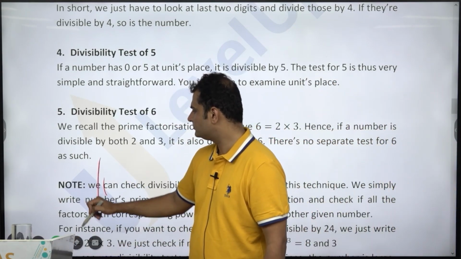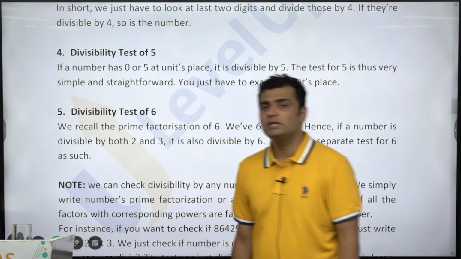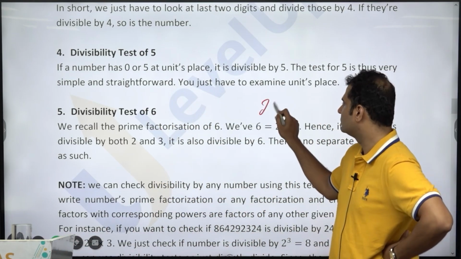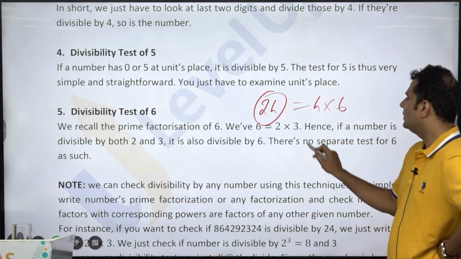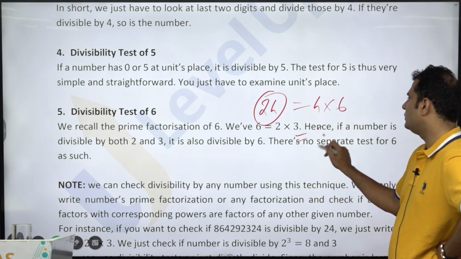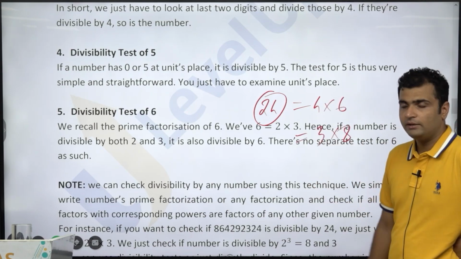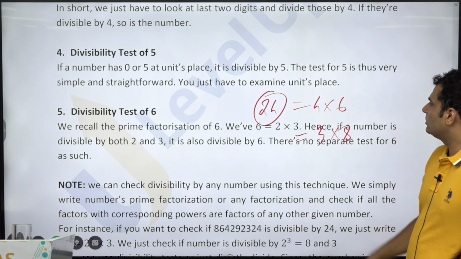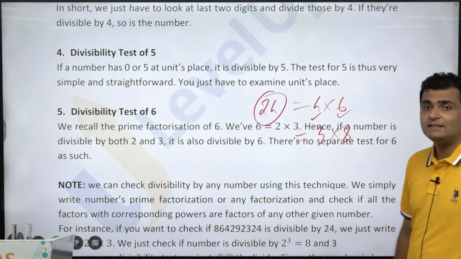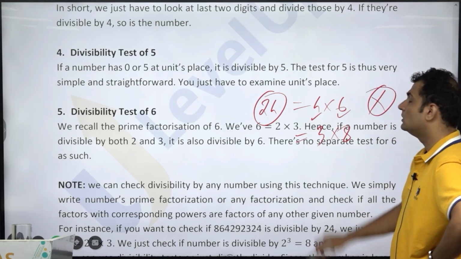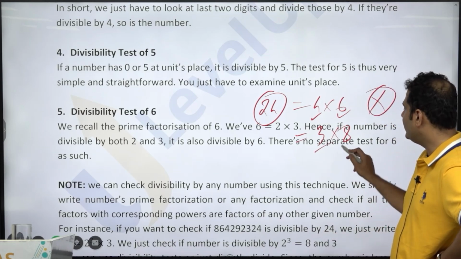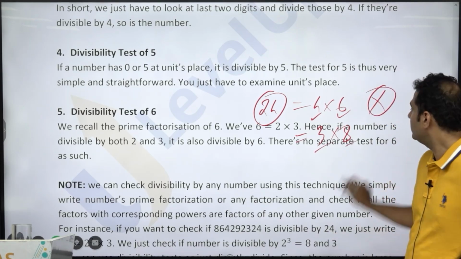For example, if I have to check divisibility by, let us say 24. 24 I can write it as 4 into 6. I can also write it as 3 into 8. Right? So if the number is divisible by 4 and 6, can I say that it is divisible by 24? Answer is big no. But if it is divisible by 3 and 8, can I say that it is divisible by 24? Answer is yes.